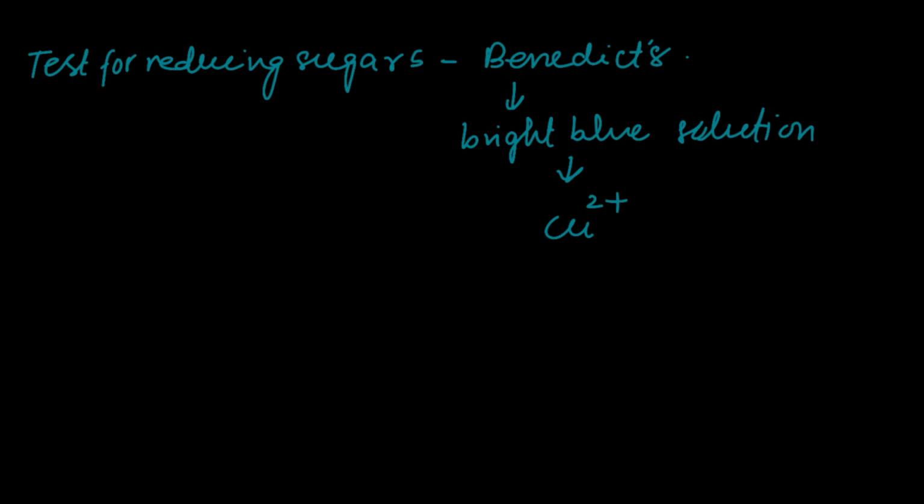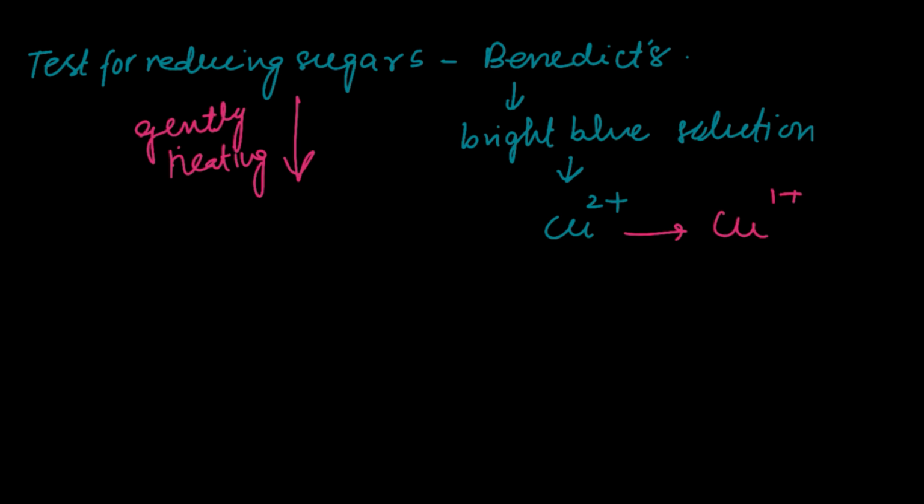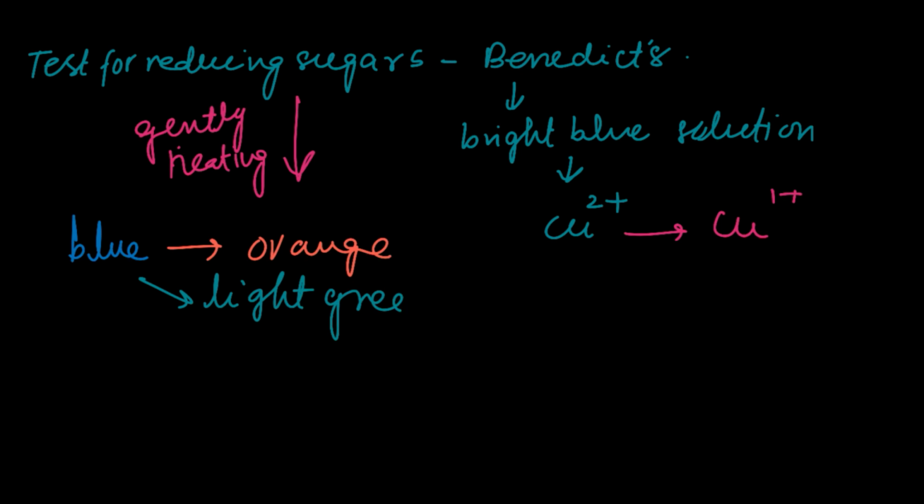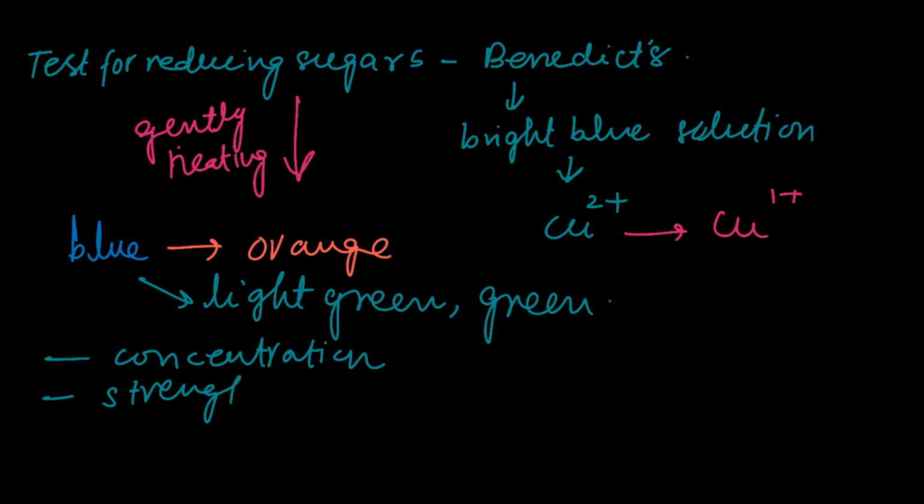Now the reducing sugars can react readily with this Benedict solution by gently heating. And what happens is that they reduce the copper 2 plus ions to copper 1 plus ions. As a result, a precipitate is formed and a color change is observed. The color change is usually from blue, that was initial, to orange, or it can also be from blue to light green. This all depends on the concentration. It can also depend on the strength of the reducing sugar.